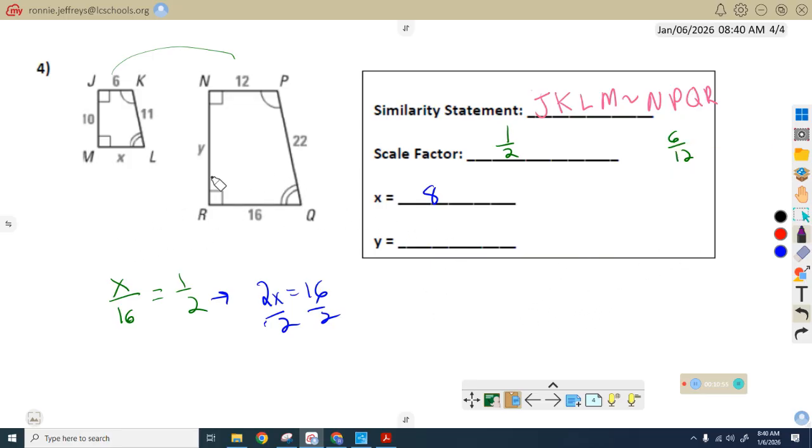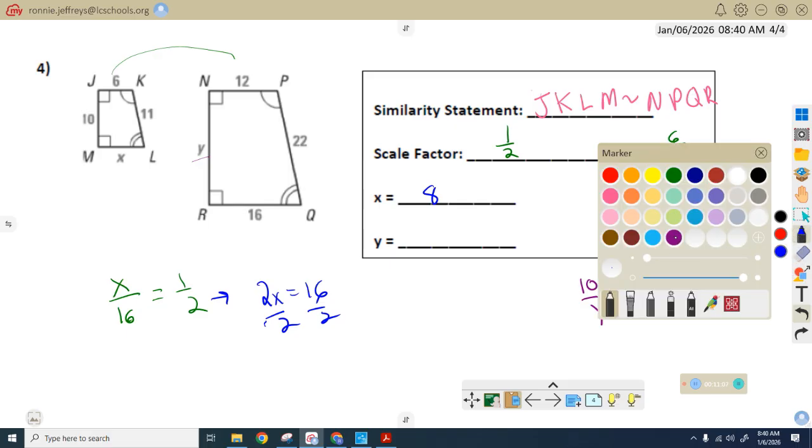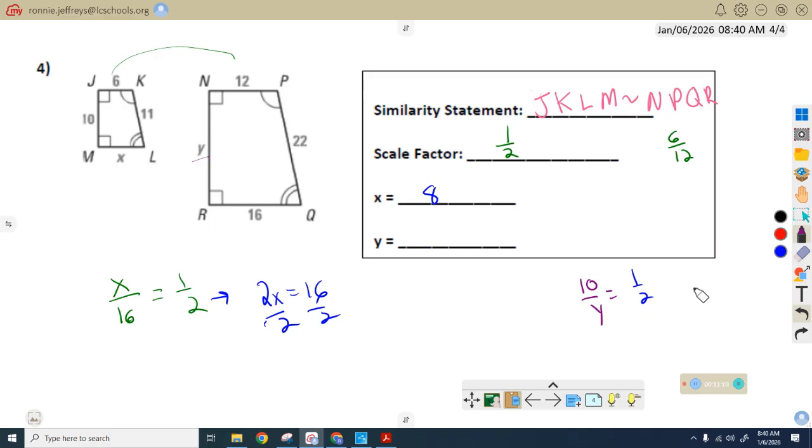And then y goes right here, so this is 10 over y equals 1 over 2. Alright, so cross multiply, so this would be y equals 20. So that's how we do our practice. We'll probably have a warm-up similar to something like this tomorrow, and then we're going to have a new lesson, but then we'll be going on from there.